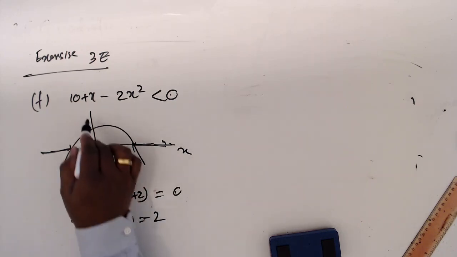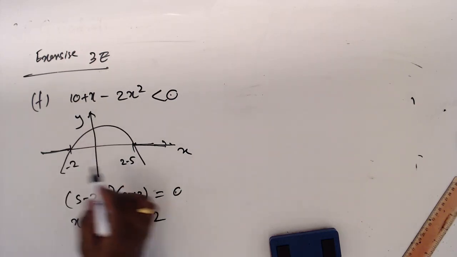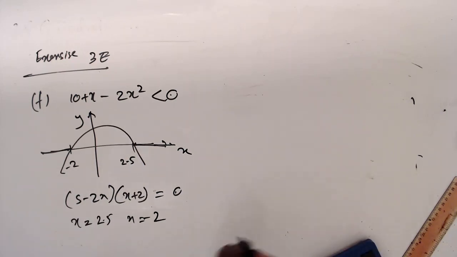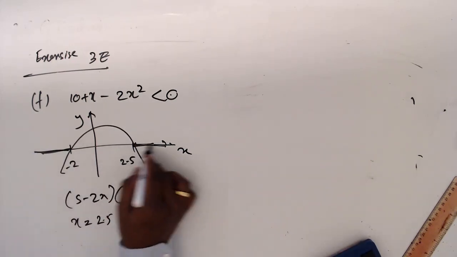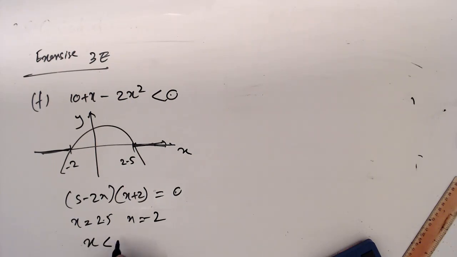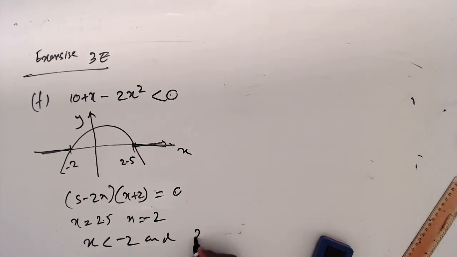This is x and y, and this is the area. So x less than minus 2 and x greater than 2.5, or you can write 2.5 greater than x.